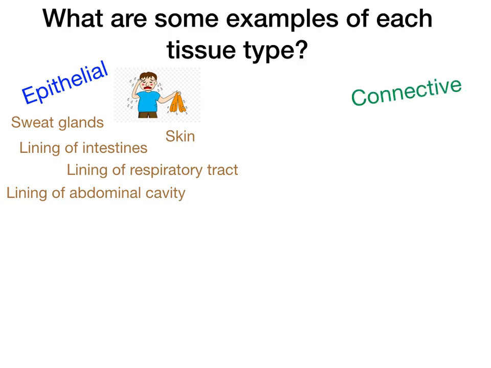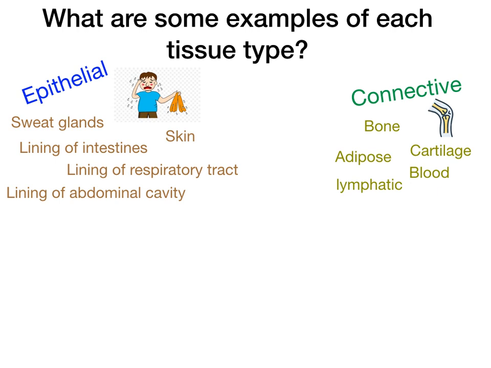Then we have our connective tissue, which includes bone, cartilage, adipose, blood, and lymphatic. So those, as you can tell, are all very different in how their appearance is, how they feel, their texture. So the connective tissue can be solid, like bone or cartilage. It can be a little more fluffy, squishy, like our adipose tissue. And then it also can be very liquidy with our blood and our lymphatic.